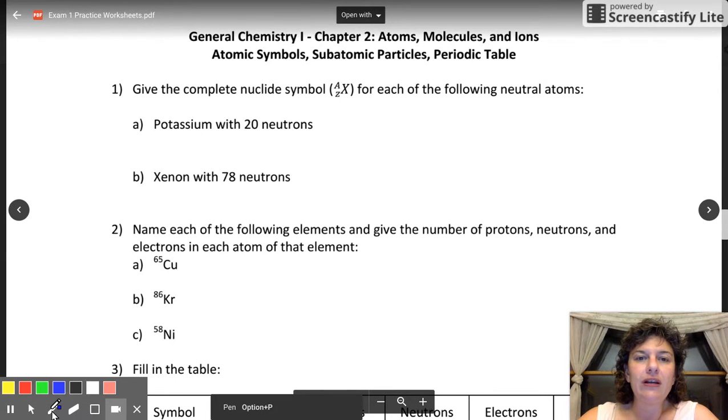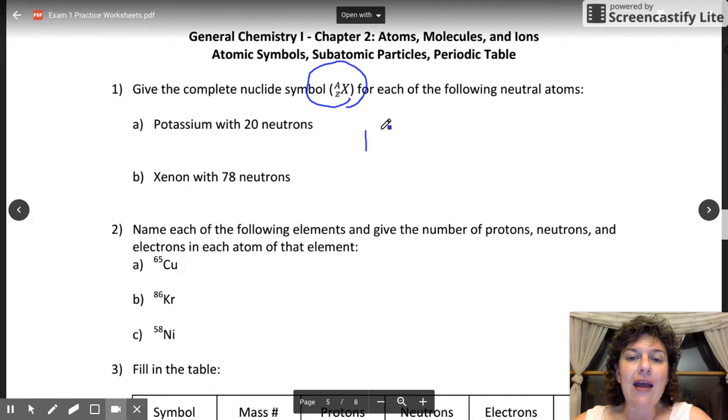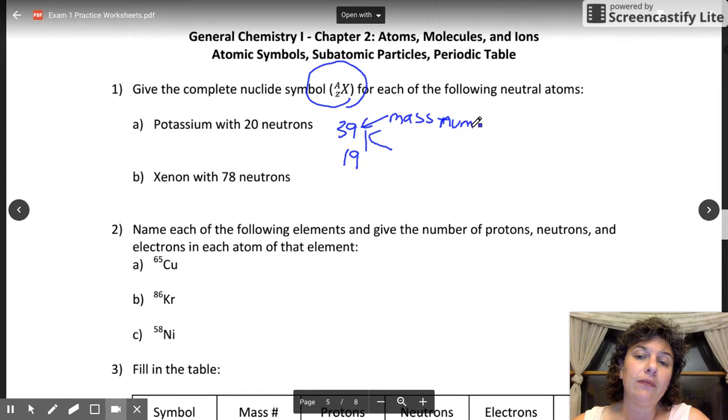Hi, so we're going to work on atomic symbols, subatomic particles, and the periodic table here. We need to do potassium with 20 neutrons, and it wants the nuclide symbol, which looks like this. Potassium is K, 20 neutrons. If we look at the periodic table, we can find out that potassium has 19 protons. So if we add our 19 plus our 20, we get 39. 39 goes up here. This is the mass number, which is the number of protons plus neutrons. And then this is the atomic number down here, which is simply the number of protons.